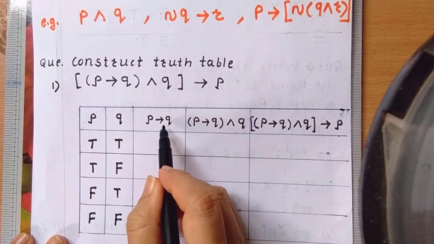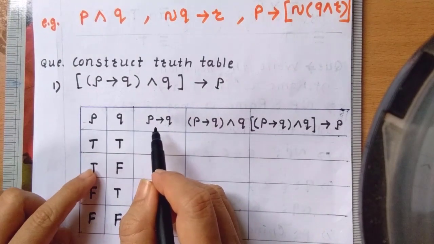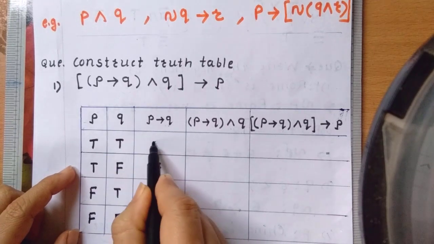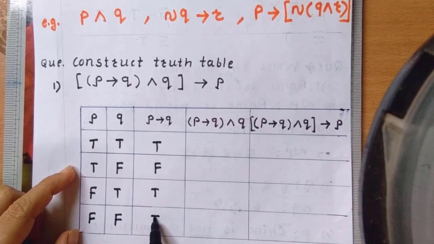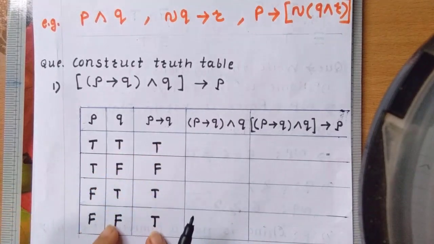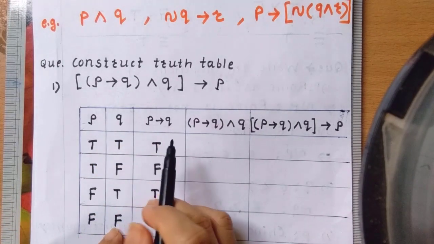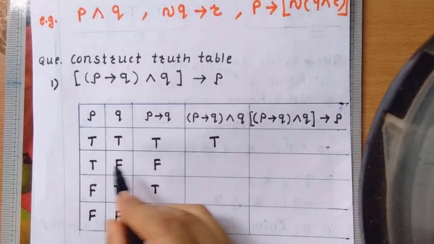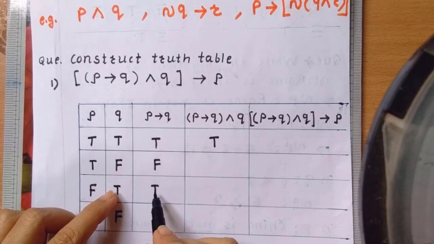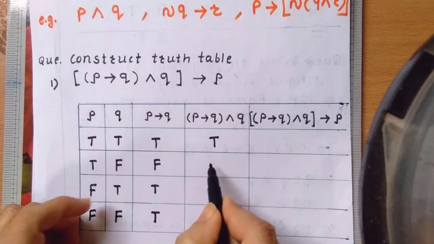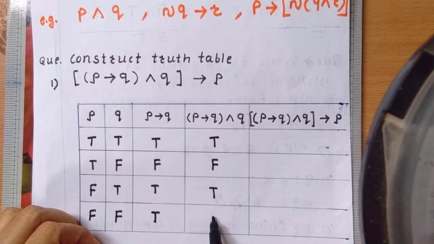Then P implies Q, and rule of implication is first one T, second one F, then only F, and otherwise it is true. So write down here T, T, T. Then P implies Q conjunction Q. That means conjunction between these two columns. So again rule of conjunction is if both are T, then write down T. Otherwise observe again. Here also we can observe T, T. So here also write down T, and otherwise we have to write F.